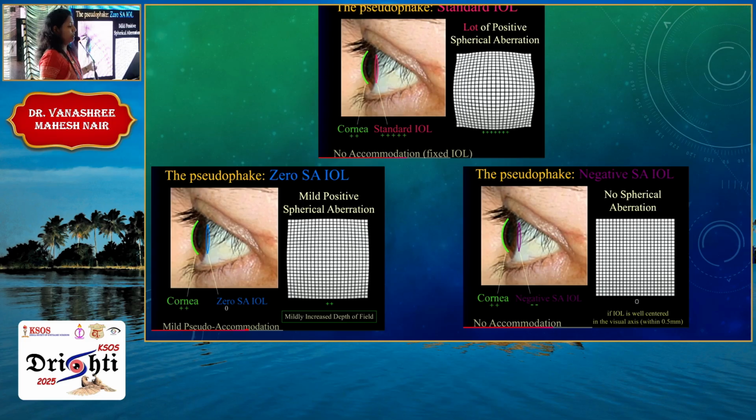If you use a zero spherical aberration IOL, they have a mild positive spherical aberration. So they'll have little depth of field, but still the quality of image is not very sharp. And a negative spherical aberration IOL, what we call the aspheric IOLs, these are the zero aspheric IOLs and the negative aspheric IOLs, they give the maximum clear image, but the depth of focus will be lost.